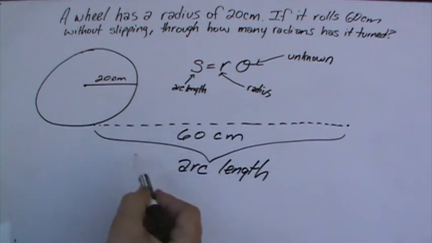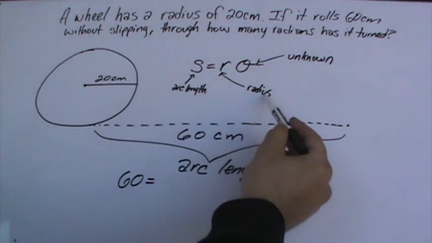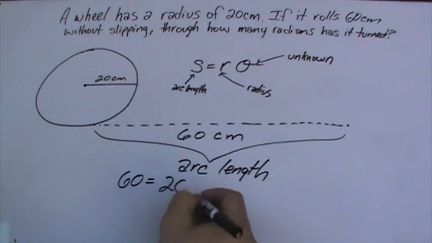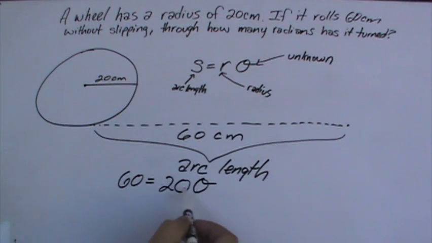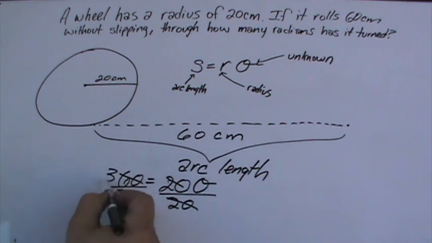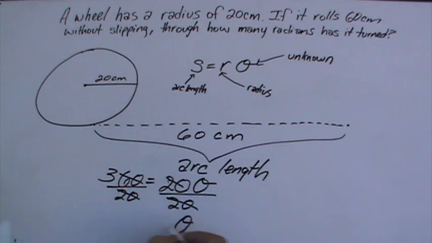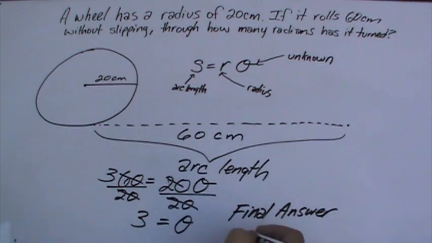Now that you know what you're looking for, you just plug in your given information. Your arc length is 60, you know your radius is 20, and you don't know your theta. So now we have to get theta alone by itself. We're just going to divide both sides by 20. 20 goes into 60 3 times. So now theta equals 3. Since it's asking through how many radians has it turned, your final answer is theta equals 3 radians.